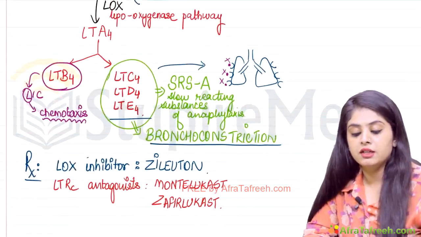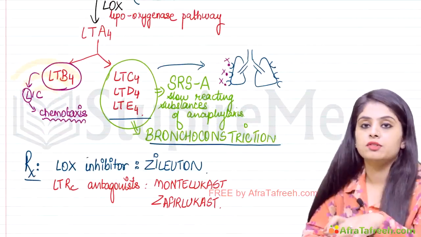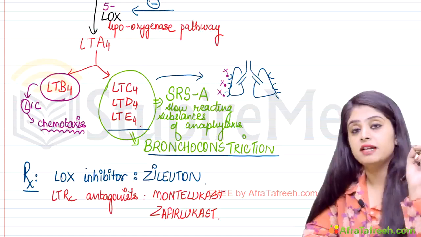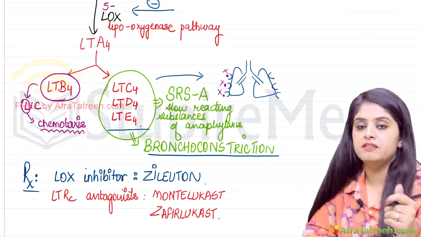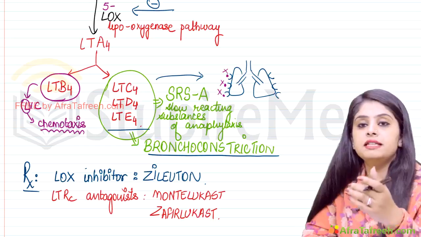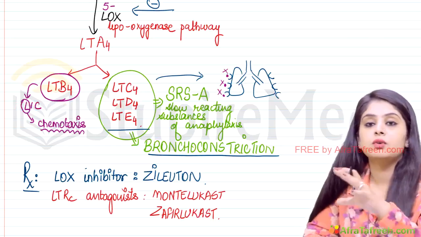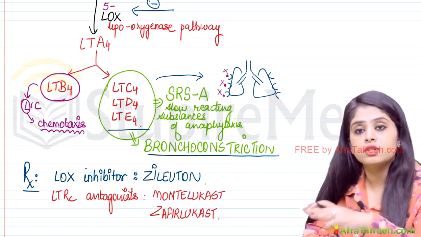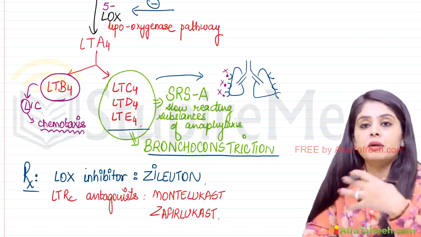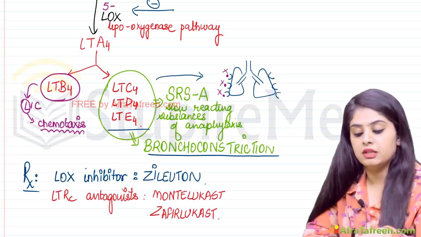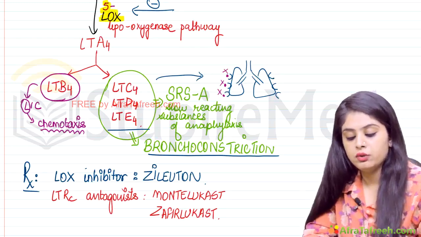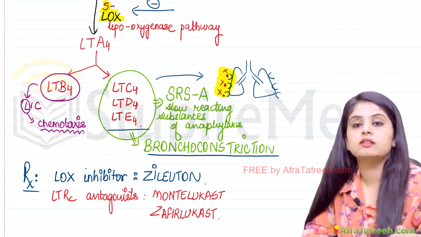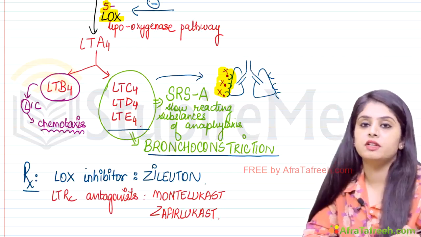So if we have to revise, the arachidonic acid can take a lipoxygenase pathway, to be precise the 5-lipoxygenase pathway, that can form leukotriene A4 followed by B4. B4 is a chemotactic agent. A4 further forms C, D and E. These are going to have a role in asthma because they cause bronchoconstriction. So if we want to inhibit this pathway, either we are going to inhibit the particular enzyme, that is 5-LOX, by the drug Zileuton, or we are going to inhibit the receptors by drugs that is montelukast and zafirlukast.